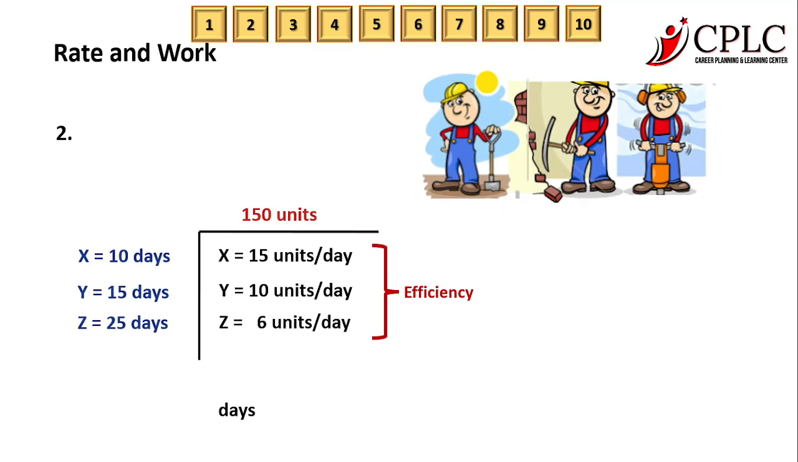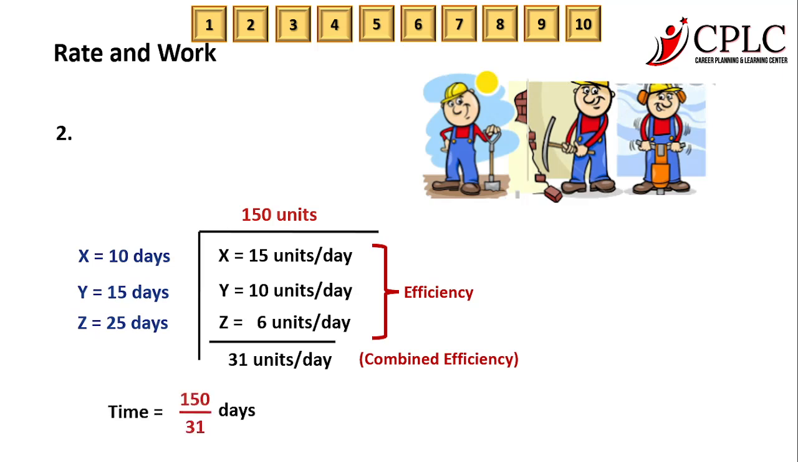Now, if they all start working together, their combined efficiency should be taken into consideration, which is the addition of all three, which is 31 units per day. And at that combined efficiency, they are going to do 150 units. So how much time will be taken? Clearly, the formula for time is work done divided by efficiency. So 150 divided by 31. So that's your answer for question number 2, which is answer option 1.